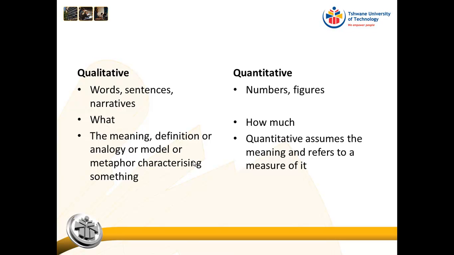Okay, so with qualitative data, we are interested in words and sentences and in narratives. So we want to explore certain concepts. We want to find out what the words and sentences are that people are using, and we also want to know the stories of the people. Whereas in quantitative research, we are interested in numbers and figures. So even when we use a Likert scale, we want to convert that into numbers and figures. So qualitative, we want to know what. Quantitative, we want to know how much.